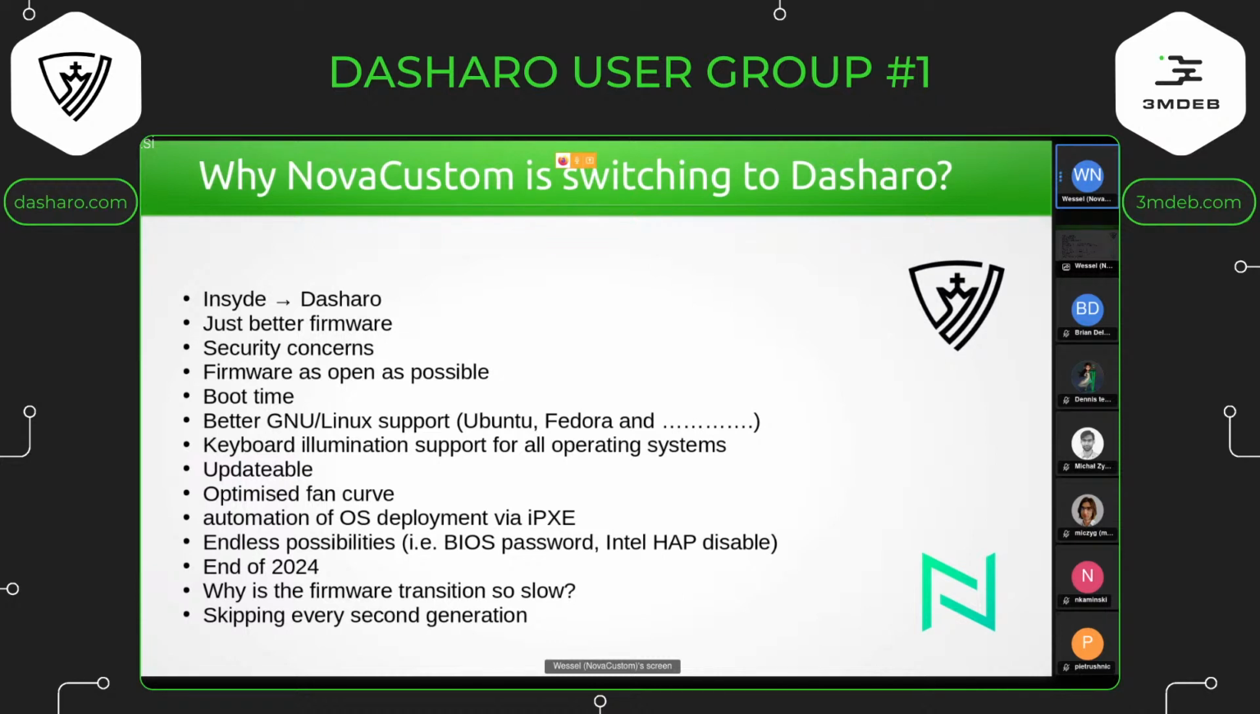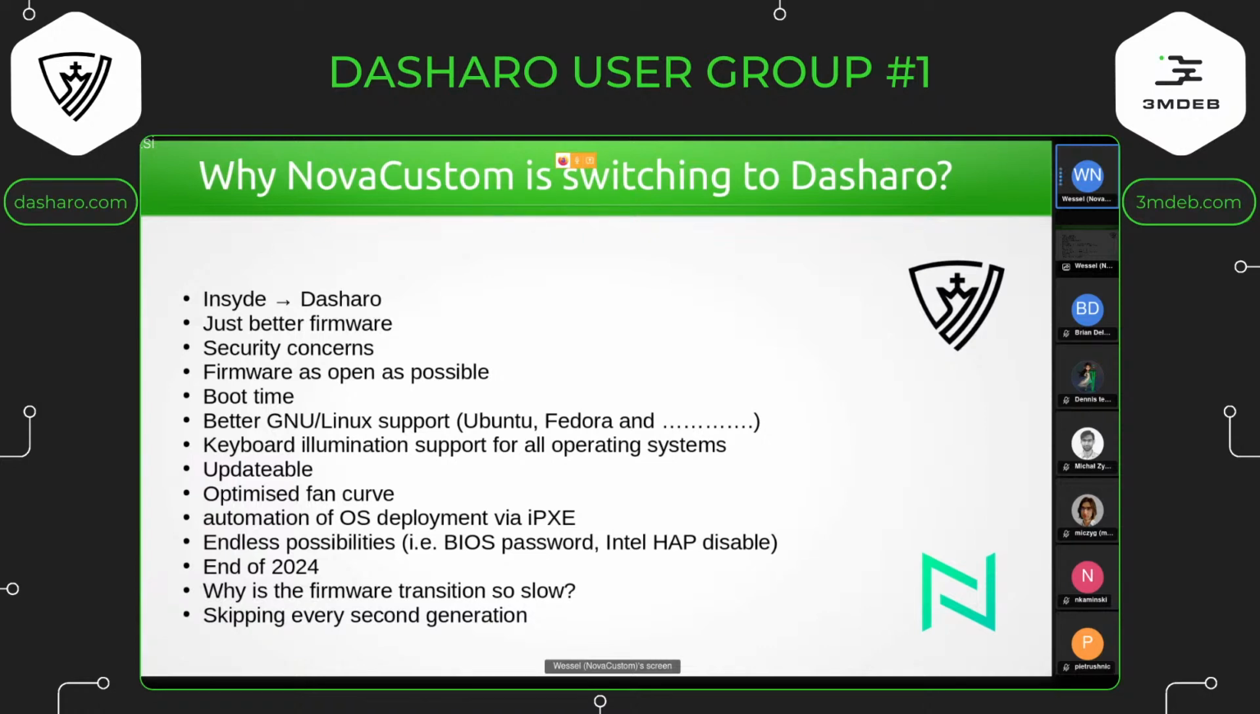Dasharo also has iPXE integrated, which is great for our internal processes. We can automate the deployment of the operating system, which is really cool. And by the way, iPXE is really well documented. So yeah, that's really great.